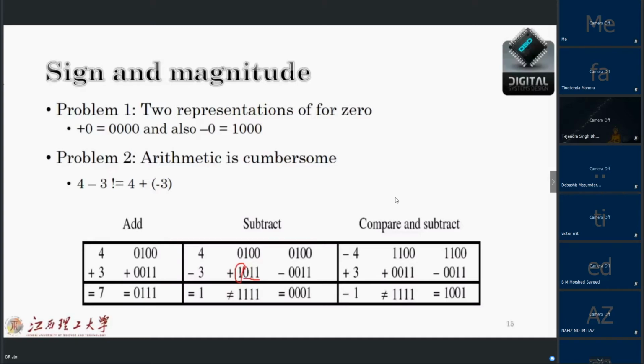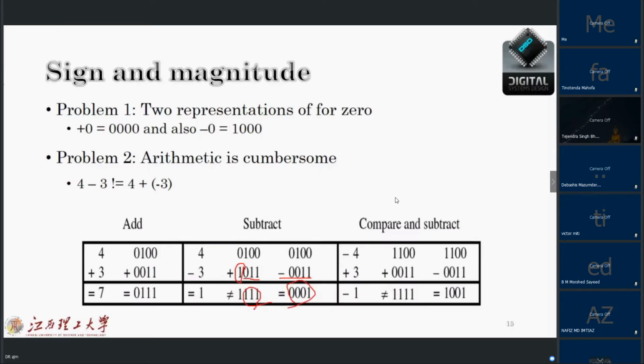But real minus 3 is something like that. Because what I expected, 4 minus 3, should become 1. This is the right value, but this is not right. Okay. Same.